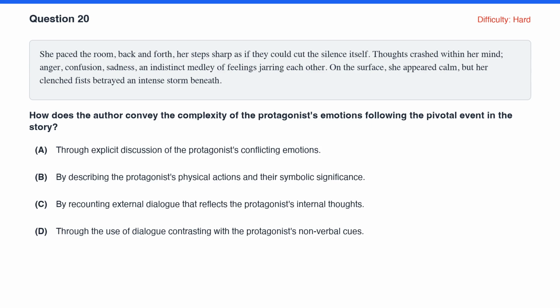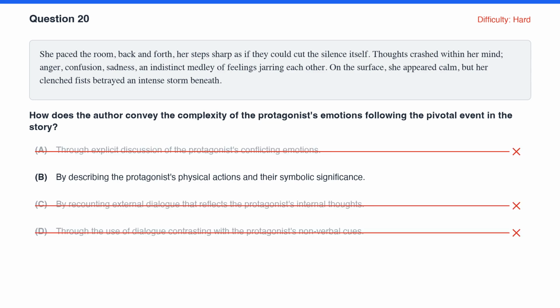The choices offer explicit emotional discussion, symbolic physical actions, external dialogue mirroring thoughts, or dialogue contrasted with nonverbal cues. We can test each against what the passage actually contains. Choice A fails because the passage names emotions only briefly and does not explicitly unpack or discuss them in detail. Choice C fails because there is no external dialogue at all in the passage. The protagonist never speaks. Choice D fails for the same reason, since dialogue is absent and therefore cannot be contrasted with the nonverbal cues we do see.